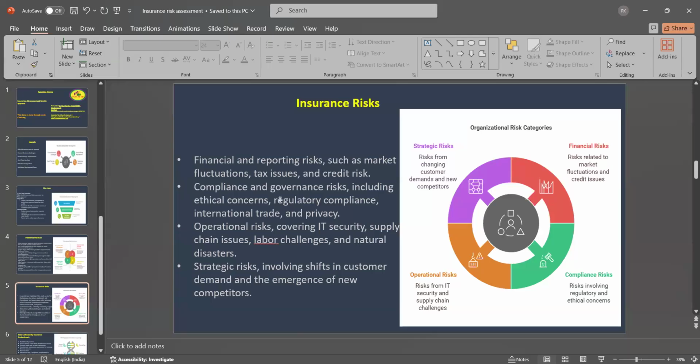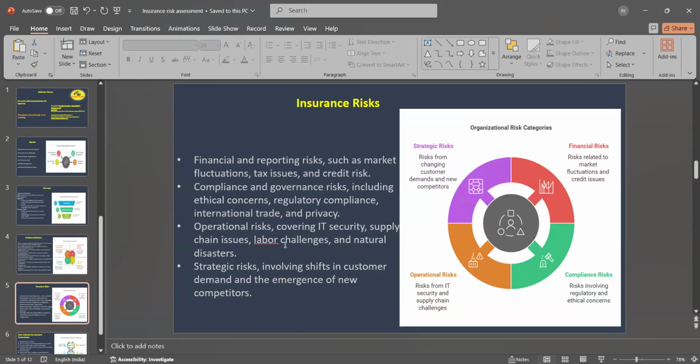The next one, compliance and governance, includes ethical concerns, regulatory compliance, and international trade and privacy. Compliance and governance means the IRDA, the Insurance Regulatory and Development Authority, is the compliance organization for the policy. Whatever rules it sets for policy issuance, we follow those regulatory rules. In some general insurance, international trade also comes into the insurance of the policy.